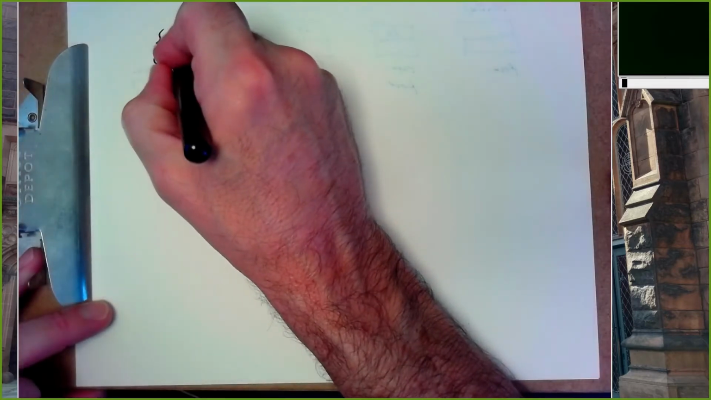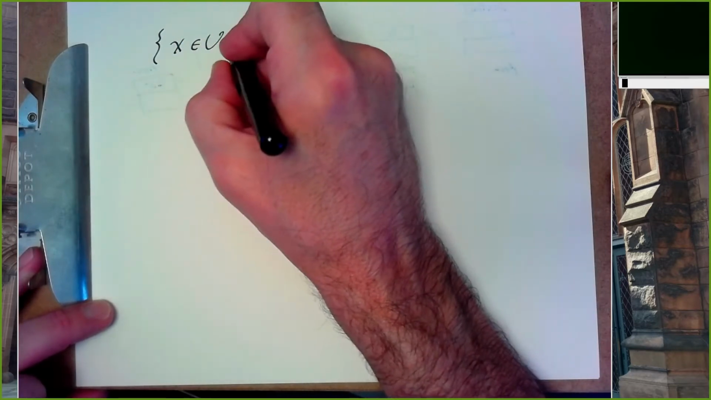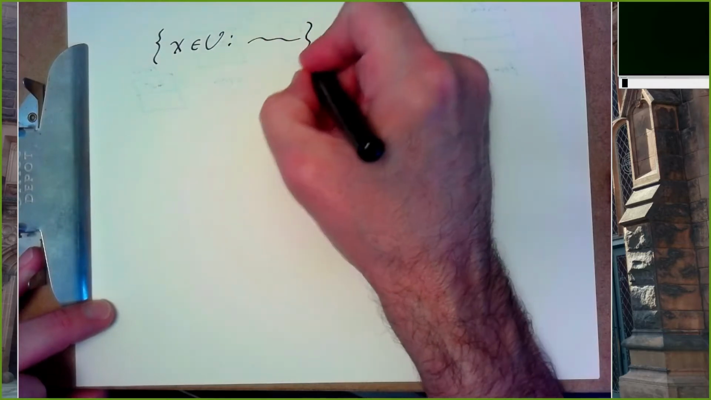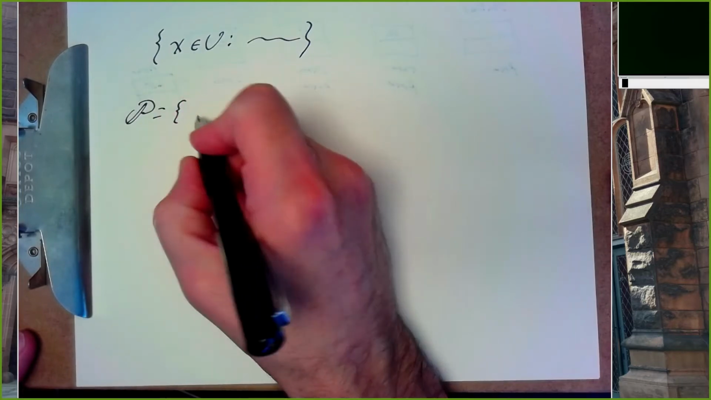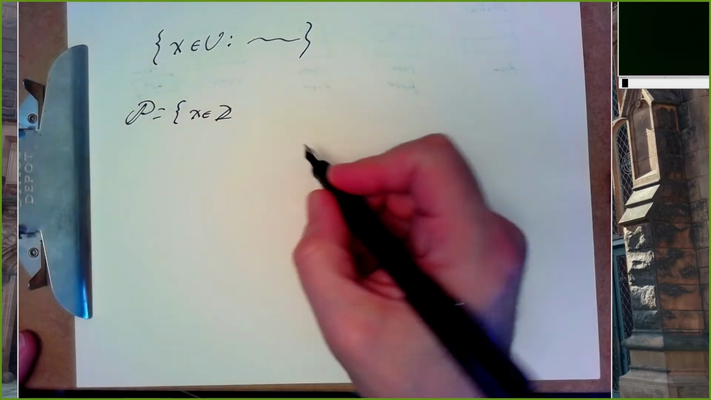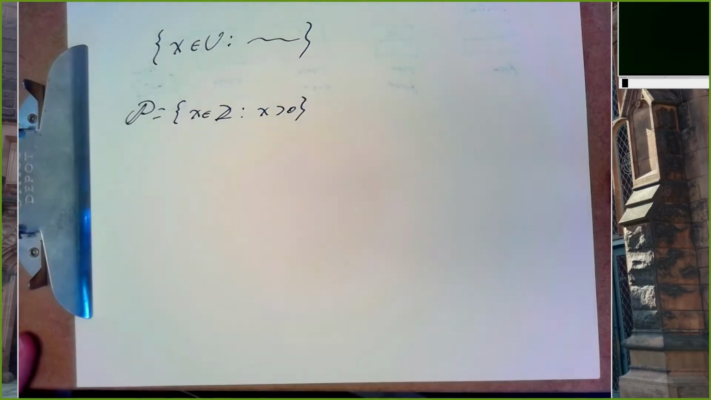So the general setup for set builder notation is something like this. The set of all x, usually in some universe, such that, and then some condition. So the main thing is to describe a way in which something belongs to this set, right? So the positive integers is the set of all elements in the set of integers such that x is bigger than 0, for example.